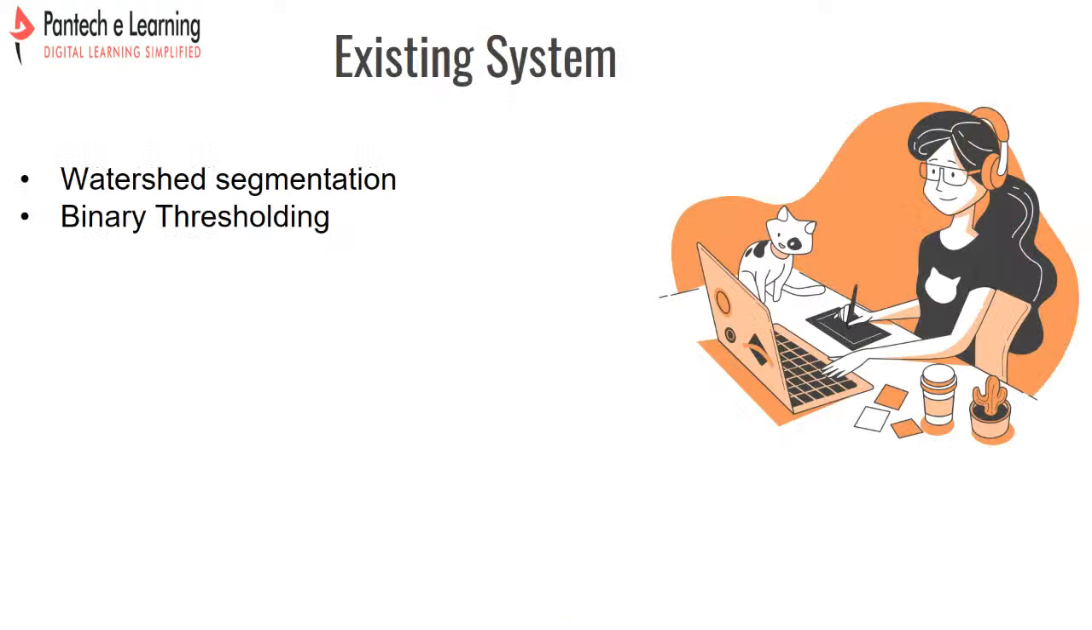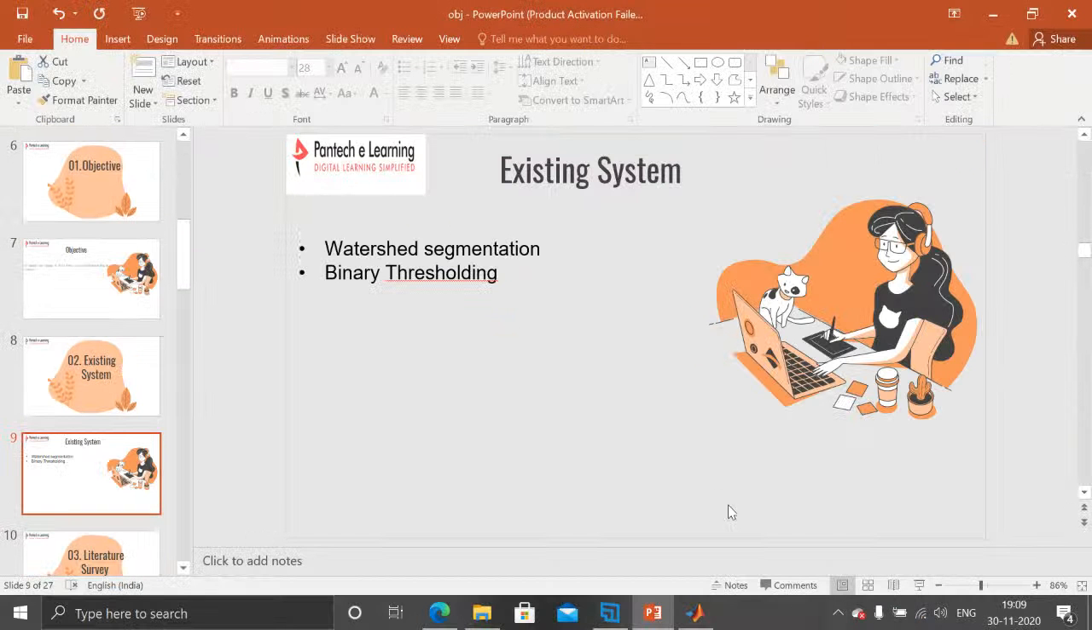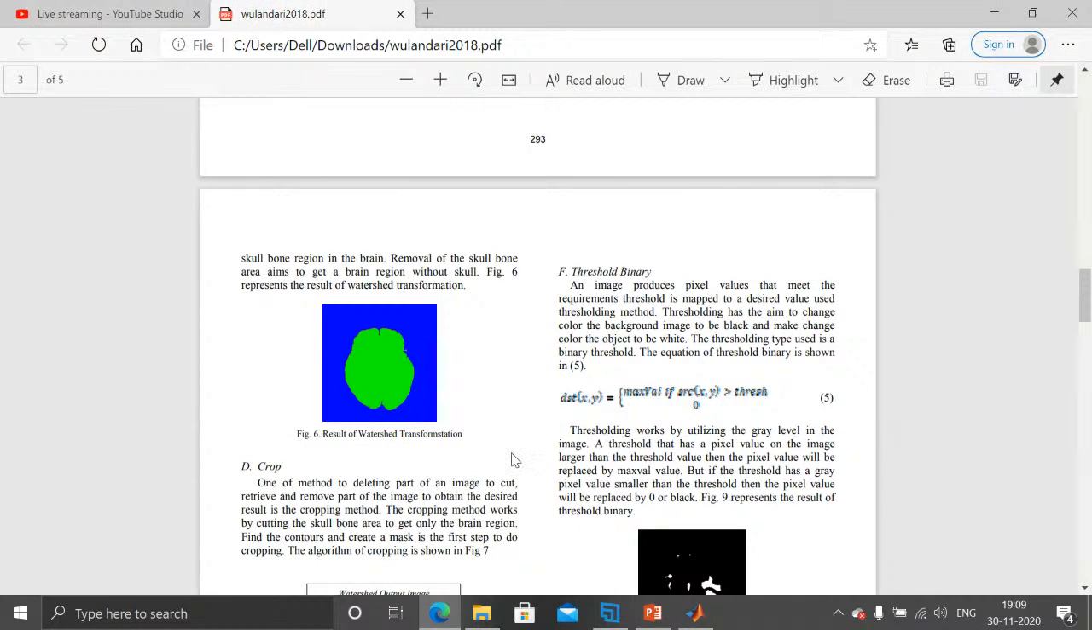The existing system we have seen clearly with the help of the base paper, where it is explained that they are using watershed segmentation and binary thresholding. By using these two, they apply the contour, and from the contour-applied area they were able to obtain the classification of the ratio and at the same time the tumor area covered. For that they have applied some formulas.